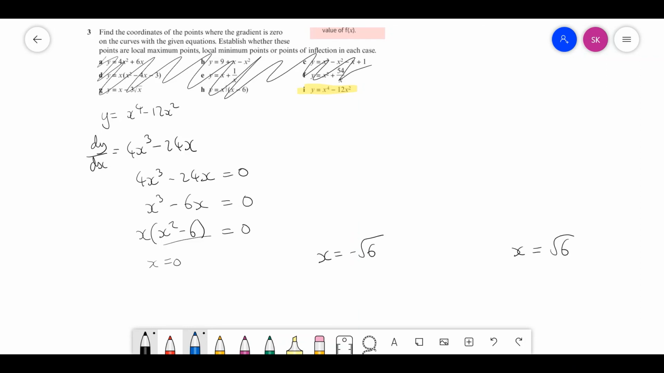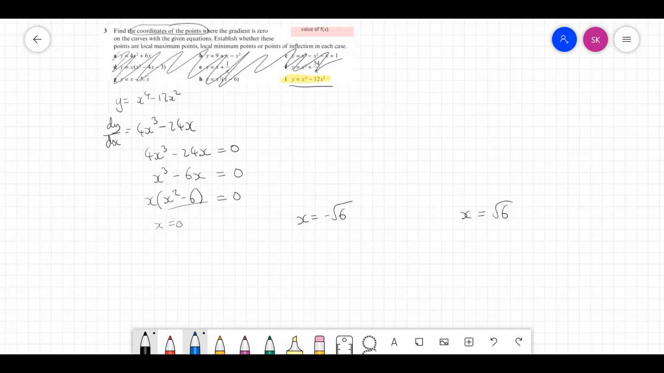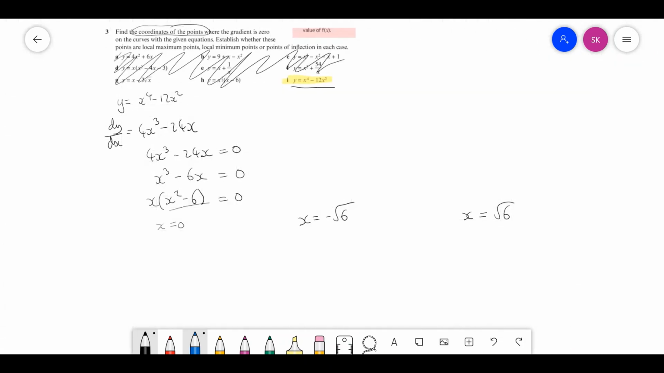So these are the 3 solutions to that equation, which means these are the 3 x values where the gradient of this curve is equal to 0. But if I want to find the coordinates of the points, what do I have to do next? Hopefully you remember, we have to sub into y.